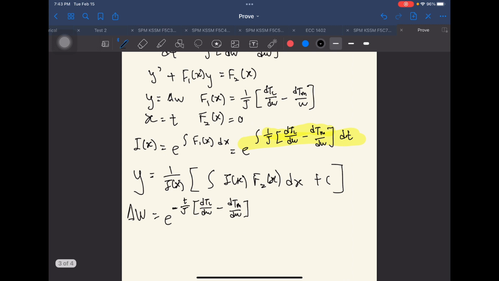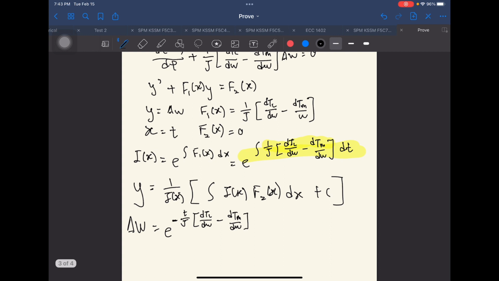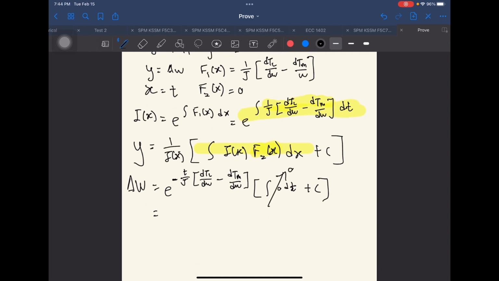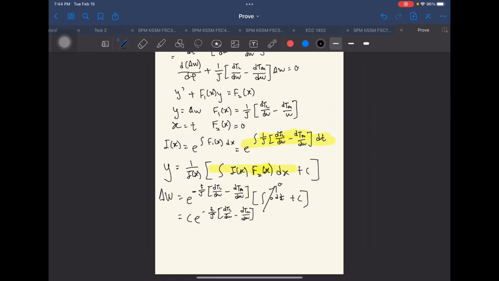Okay, so you sub in the ix and f2x here, and you can see your f2x is equal to 0. So if you integrate a 0 thing, what do you get? You get a 0. So this thing is integrate 0 dt plus c. So this thing is 0. So you get c e to the power negative t over j, this thing. So if you see your equation, what is left? You're just left with a c, right?